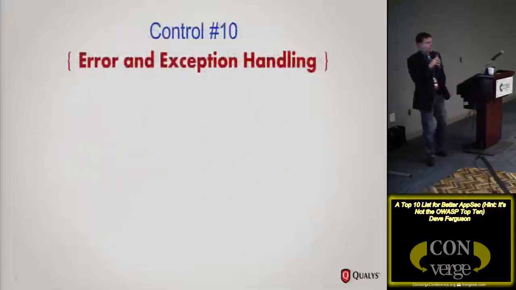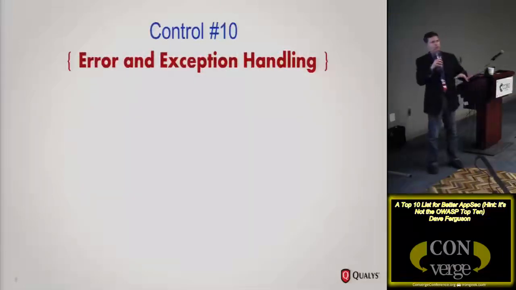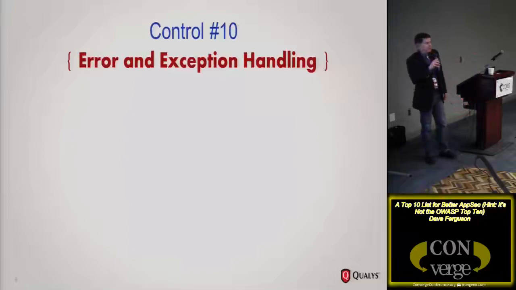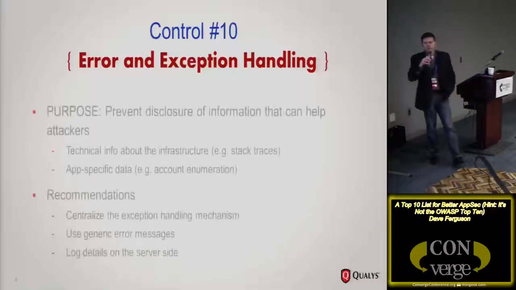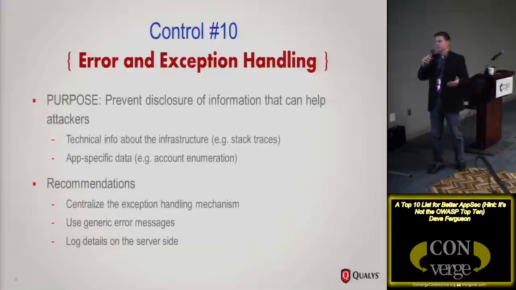All right, so let's dive into the proactive controls. I'm going to go in reverse order here. So we're going to start with control number 10, which is error and exception handling. So what's the purpose behind this? Well, it's probably pretty obvious, but it's to prevent disclosure of any kind of technical information that could help attackers.